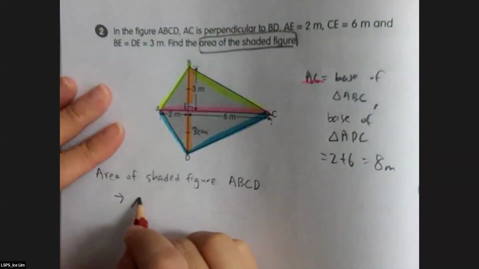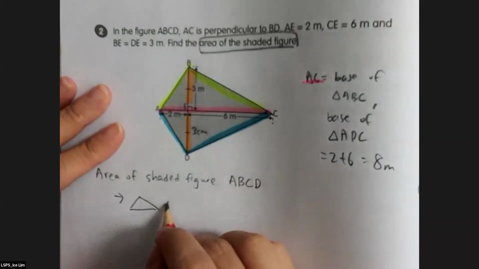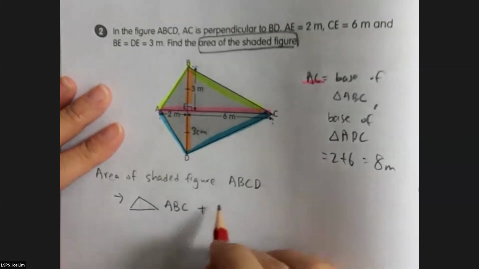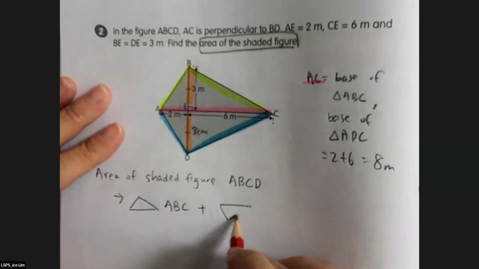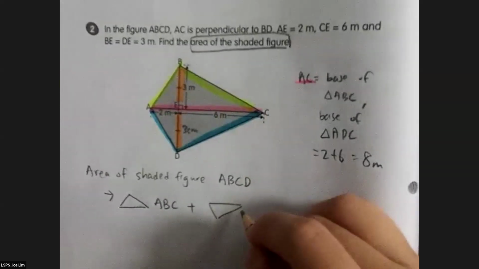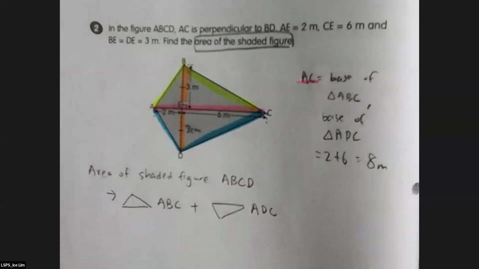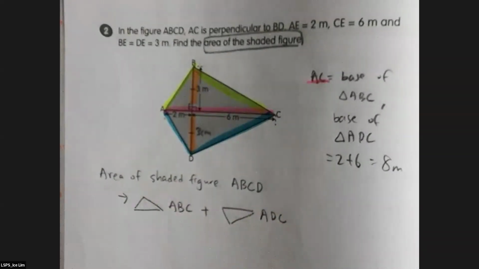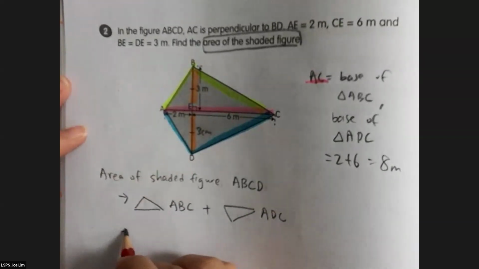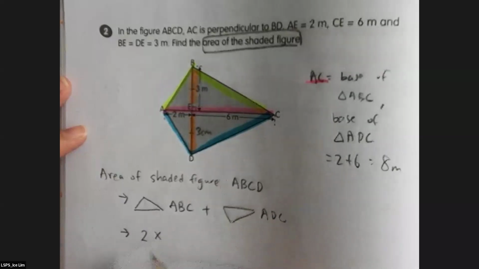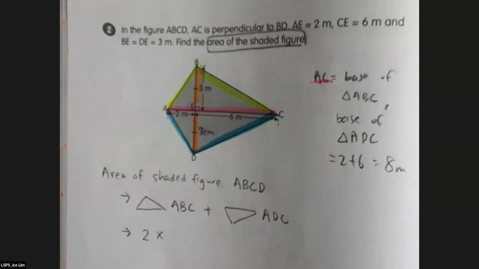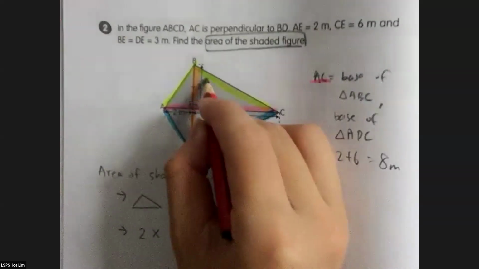So maybe you can see this one better. Triangle ABC plus another triangle. It looks like this. These two put together is a kite. And you realize that these two have the same areas. Because they have the same areas, I'll just use 2 times one of the triangles. Because they are the same. Same base, same height. The heights are all 3 meters.